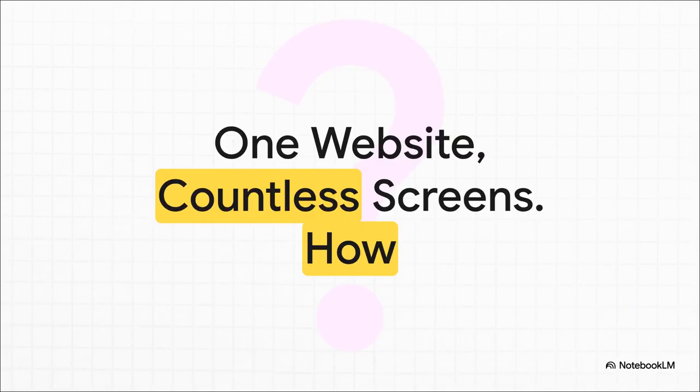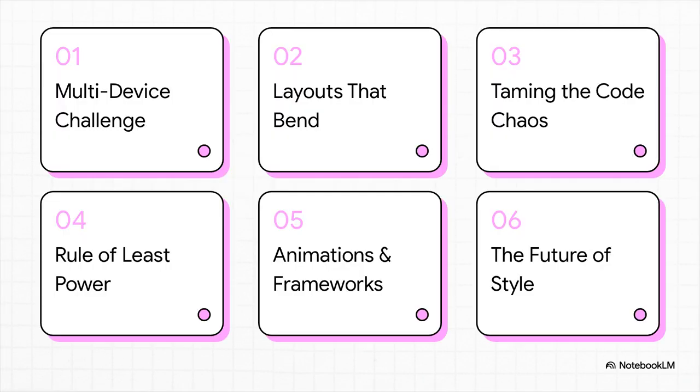Have you ever stopped to think about how you can browse the exact same website on your giant desktop monitor, then your tablet, and then your phone, and it just works? It adapts, it looks great everywhere? Well, that's not magic, and it's definitely not an accident. It's the central puzzle of the modern web, and the elegant solution is hiding in plain sight, inside CSS. So, how exactly does CSS pull this off?